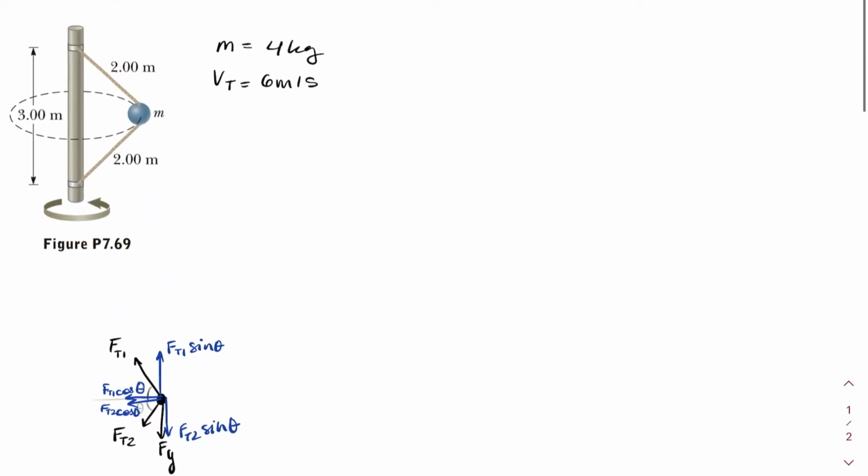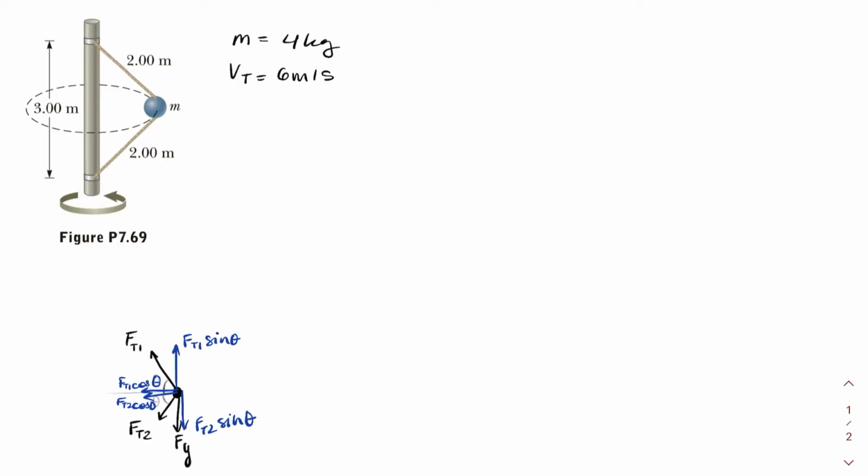FT1 sine theta, FT2 sine theta, FT1 sine theta, and FT2 sine theta. Now we don't really know the relative lengths of these two vectors right here. We just know that the sum of these two should equal this because the ball is not moving up or down in the y direction. Now, what other information can we get just from this diagram?